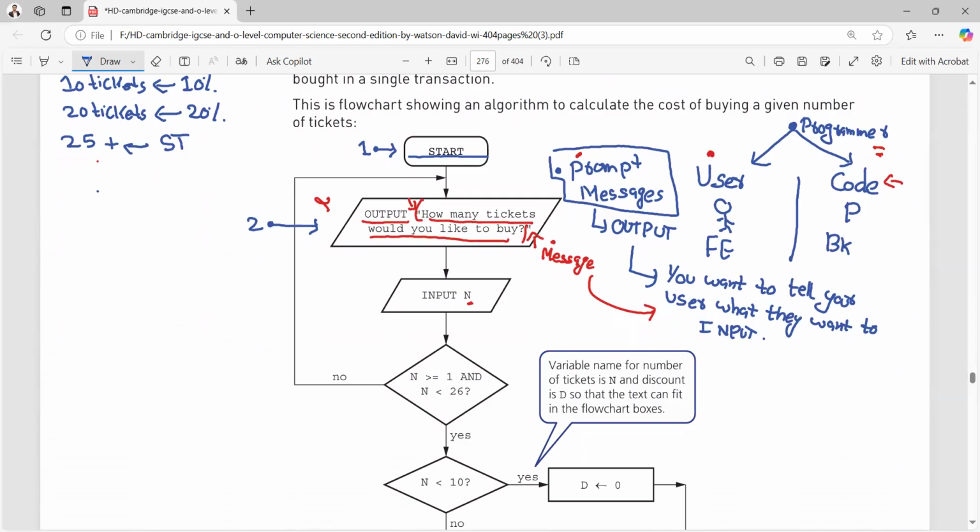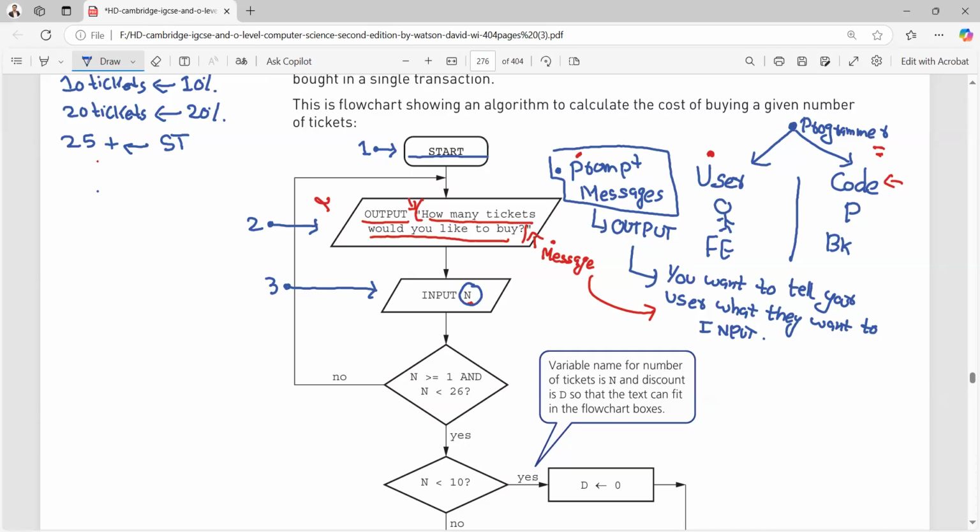Yes, sir, you can move on. Now let's check the third statement. Can you tell me what this third statement is representing? It's asking for the input, like how many tickets you want to buy. And what is n here? N is a variable.